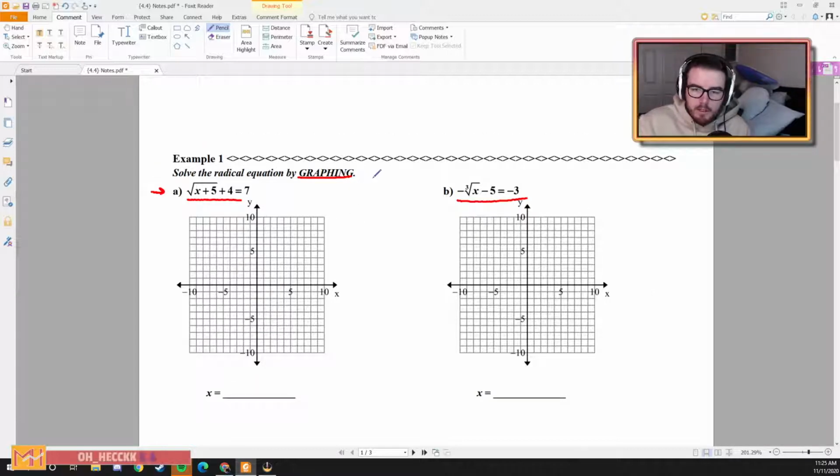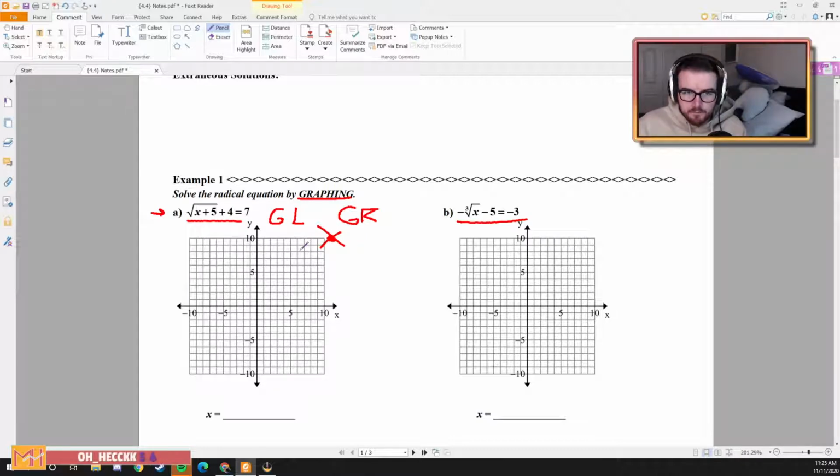If you recall, basically we would graph the left side. I'm going to write GL. We would graph the left side, and then we would graph the right side, and then wherever they intersect is our solution. Do you remember doing that? We've done this before. And that's exactly what we're going to do for today's quick lesson.